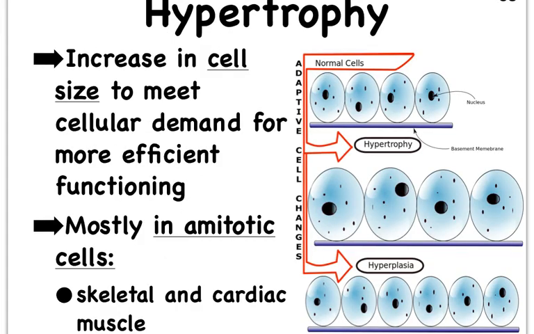Hypertrophy is the total opposite of atrophy, where we see that normal cells are now going to get bigger and bigger and bigger. So hypertrophy is not the same thing as hyperplasia. In hyperplasia, our normal cells are going to just make more of themselves. So for this slide, let's focus on hypertrophy, where the cells get bigger and bigger.